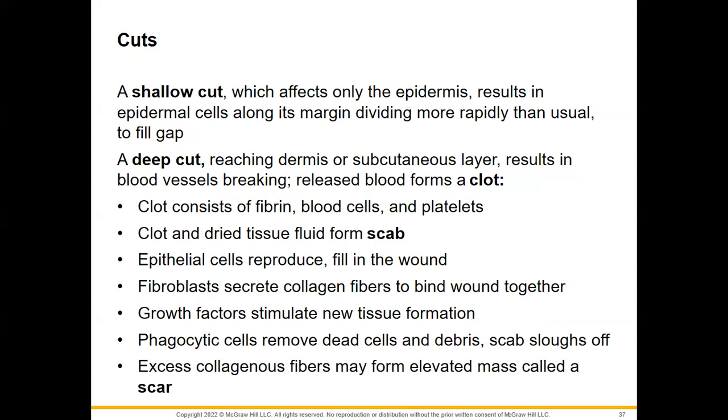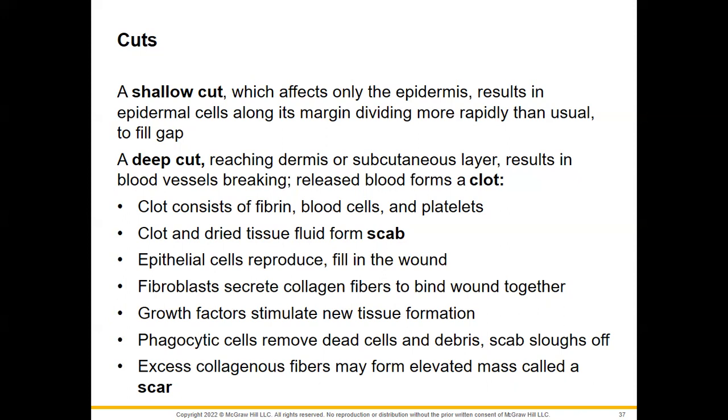That clot will then dry. That's what we call a scab. Those epithelial cells will reproduce to fill in the wound, just like with a shallow cut. Then you'll have fibroblasts that will secrete collagen fibers into the area to help bind the wound together. So you have the epithelial cells on the surface reproducing to fill in the wound at the epithelial layer. Then you have the fibroblasts that are secreting collagen fibers deeper to the epithelium.